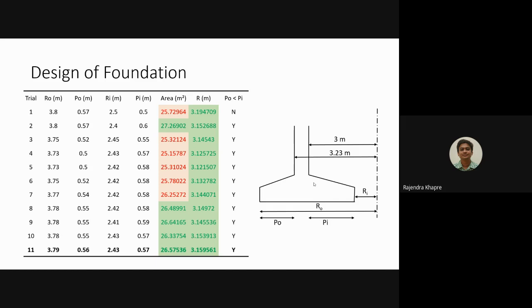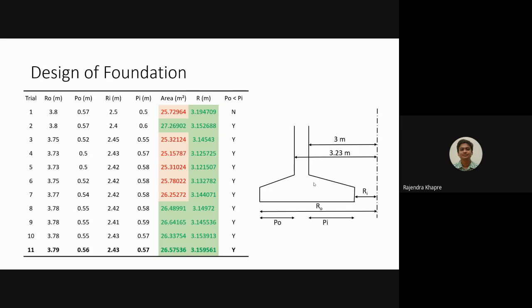So the very first thing I need to check is whether the outward projection and inward projection are satisfying the criteria that the inner projection should be greater. If you calculate the outward projection, it is R outer minus 3.23. This is your outward projection, and it is coming out to be 0.57. And the inward projection is 3 minus R inner, that is 2.5, so the inner projection is coming out to be 0.5.